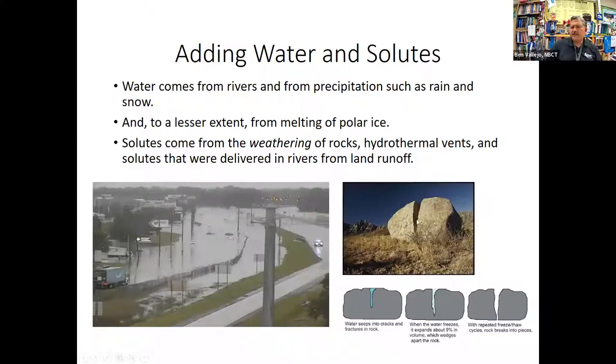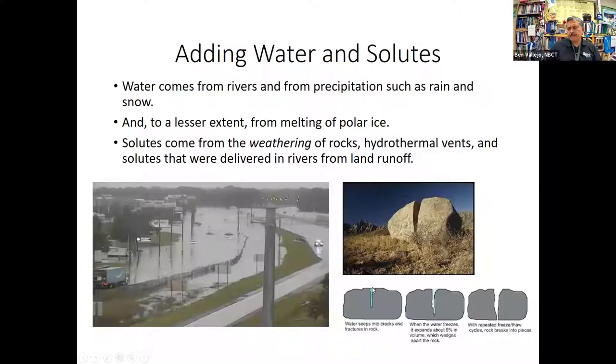If you take a look at this picture here, this is a really large rock. Well, how is it that we can break this really large rock? Well, the breakdown of the rock is actually called weathering. A major factor in the weathering is this large crack here.